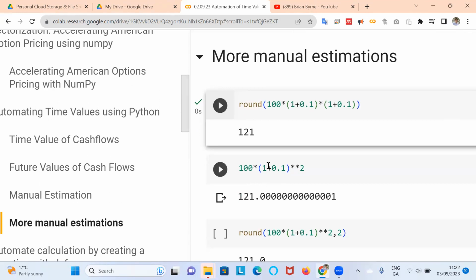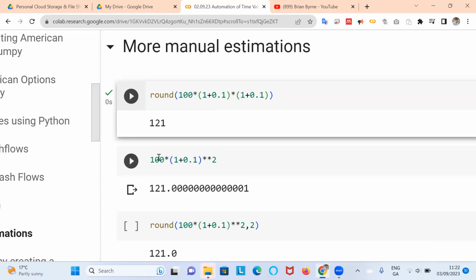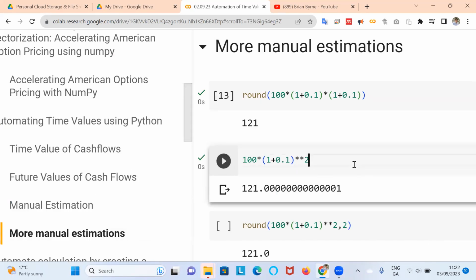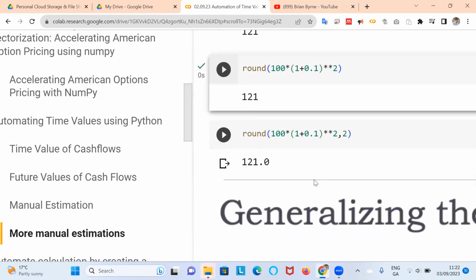If we want to square, then the same manual estimations can be performed in Python. You might note that the estimation to square is star and star again, but here using 2. So we have 100 multiplied by 1 plus the rate of interest, to the power of 2. And that gives us the same return as before. If I put in the rounding again, just so that we get 2 decimal places, we say round, and we get 121.0.